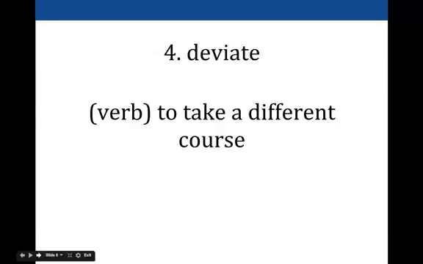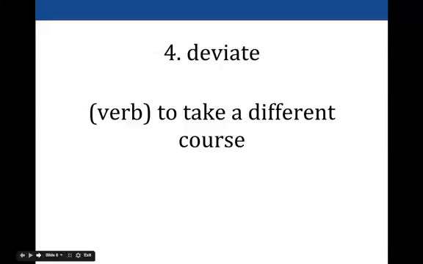Four is deviate, and deviate is a verb, and it means to take a different course, to go away from a planned course of action. So if you deviate, you move away from something. There are different choices we all make in life. A lot of us have parents with a particular vision for what they want us to do in our lives. Maybe your parents are both doctors and they really want you to be a doctor after you finish high school and go to college, but you don't want to be a doctor.